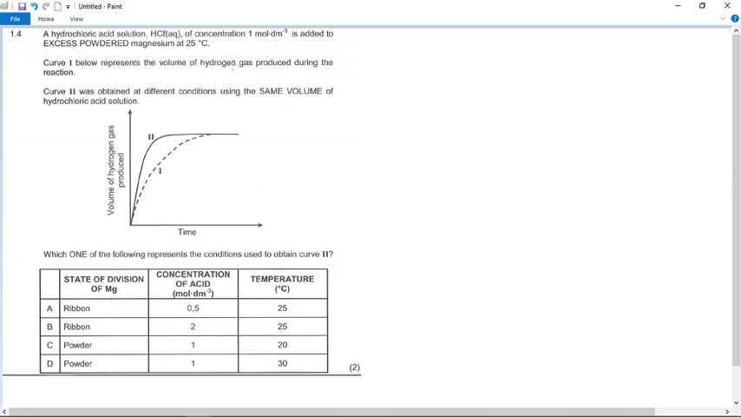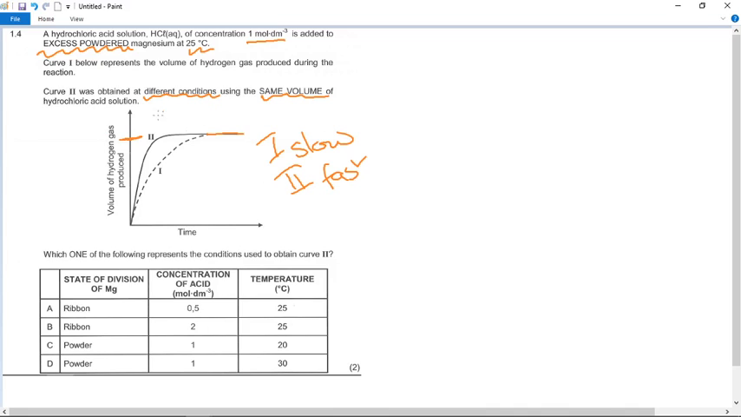It says a hydrochloric acid solution of concentration 1 mole per cubic decimeter is added to excess powdered magnesium at 25 degrees. Curve 1 below represents the volume of hydrogen gas produced during the reaction. Curve 2 was obtained at different conditions using the same volume of hydrochloric acid. So the first thing you do here, volume of hydrogen gas produced against time, this is a rate of reaction graph. And you can see that 1 is slow and 2 is fast. Can you see we end up at the same amount of hydrogen gas produced, okay?